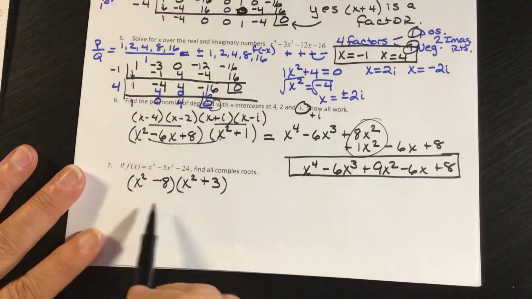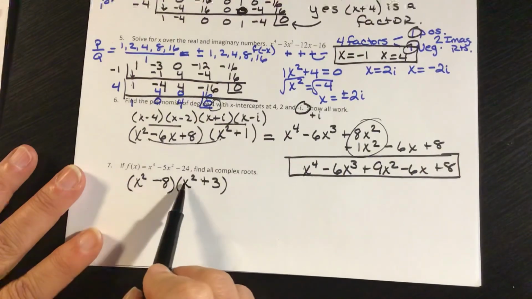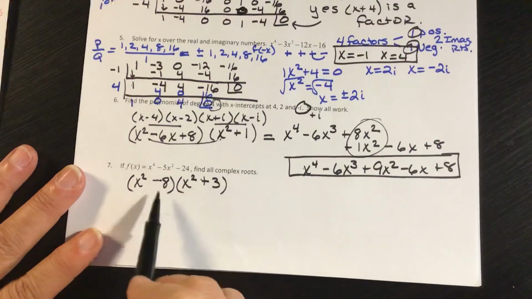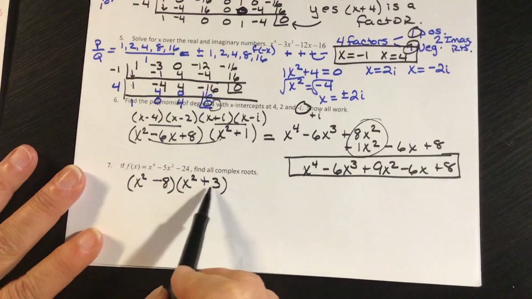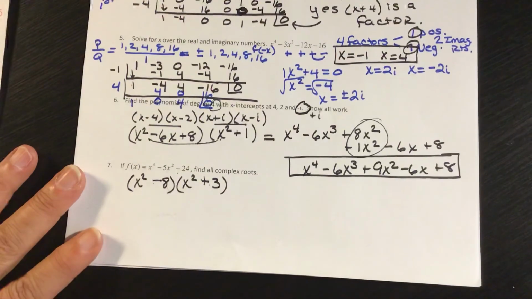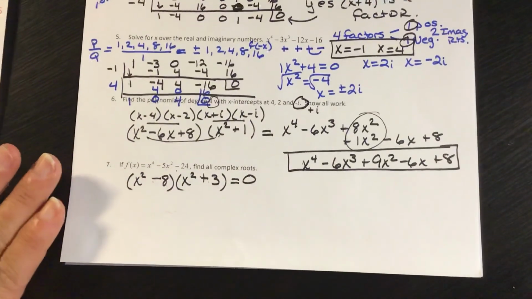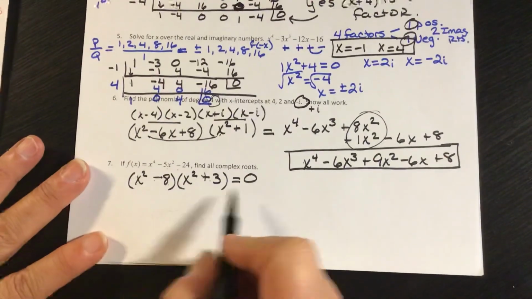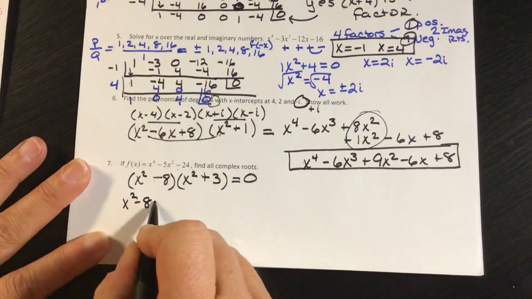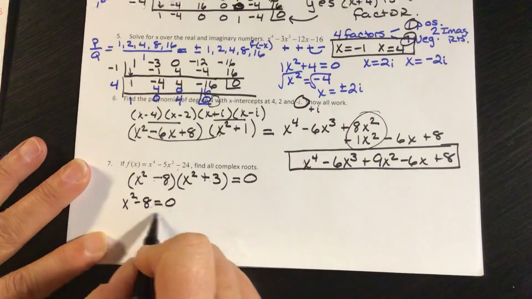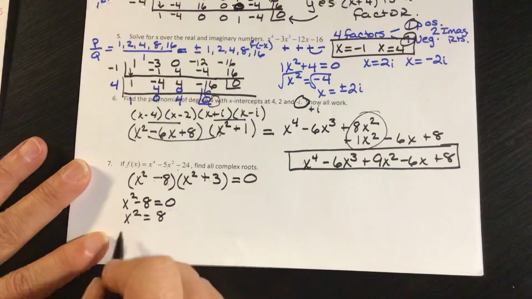Now, you can always check this by doing FOIL, just going back in reverse. This is x to the fourth, plus 3x squared minus 8x squared is minus 5x squared, and then 8 times 3 is 24. Different signs make it negative. Okay, so this equals 0 if I'm finding the zeros. So here I'm going to set each of these factors equal to 0. x squared minus 8 equals 0. I'll add 8 to the other side, so x squared equals 8. And I'm going to square root both sides.